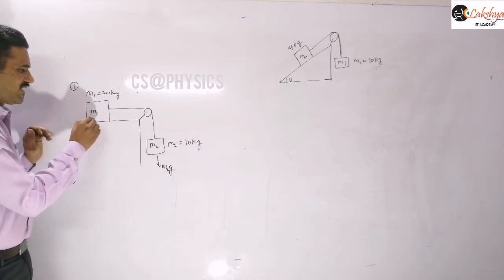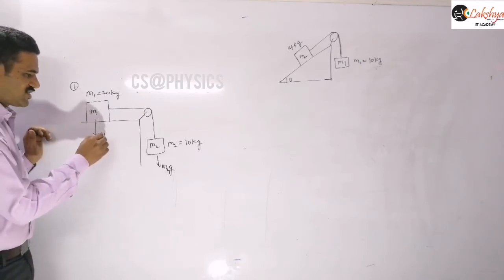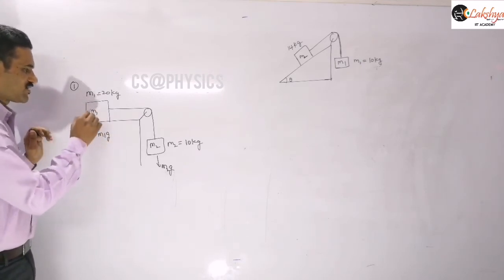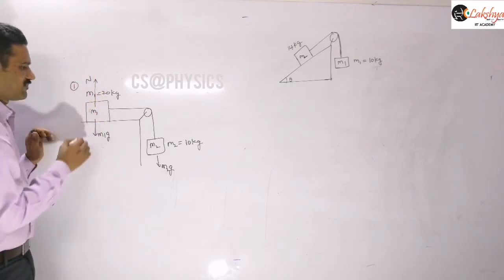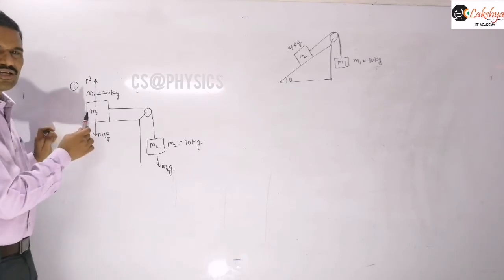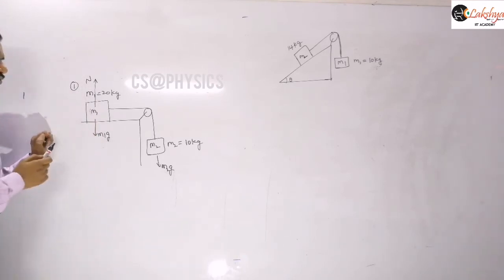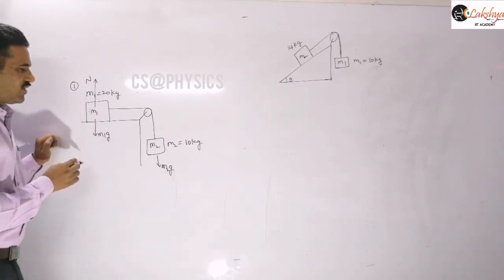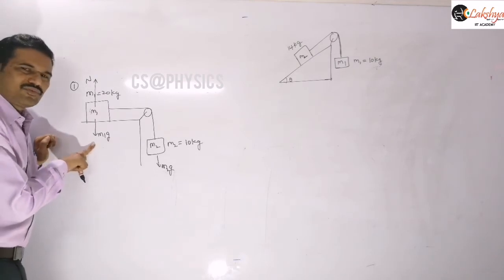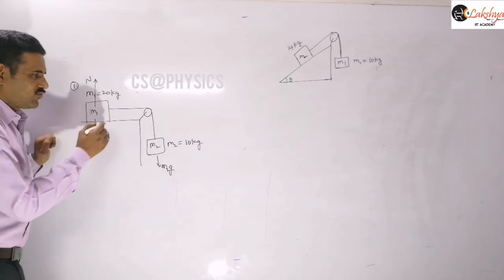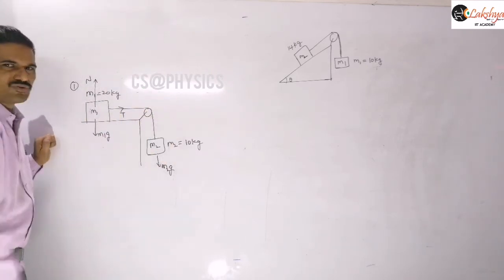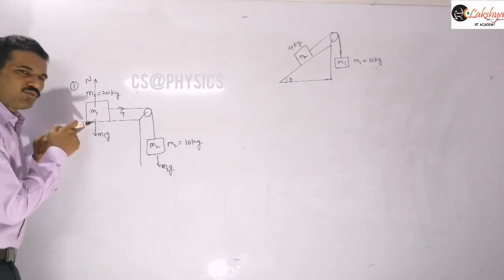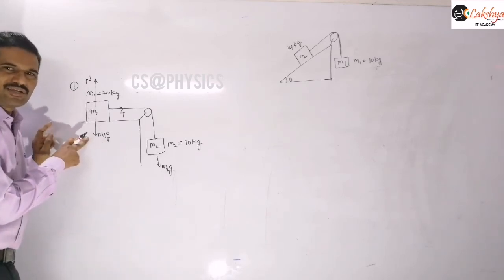Because its weight is acting downwards, which is balanced by the normal reaction here. That normal reaction acting in the upward direction will balance the weight of this block. So there is no role of the weight of the block in the motion of this block, right? Only the tension in the string will accelerate the system, pulling the force here. That means there is no opposing force here. That is the important thing you need to observe here.